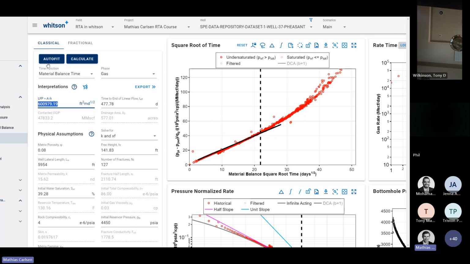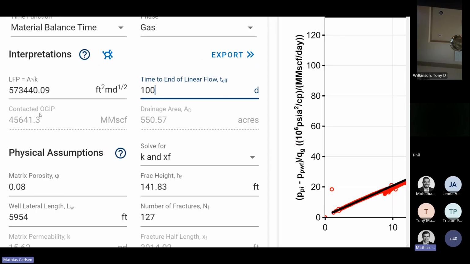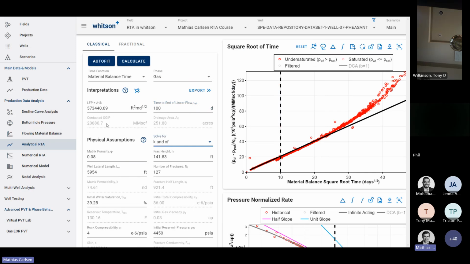That's where that comes from, okay? And I think the autofit has probably done a much better job than I, so I'm just going to do that again. Similarly, this time to end the linear flow, if I made that 100, look what's going to happen with my OGIP.